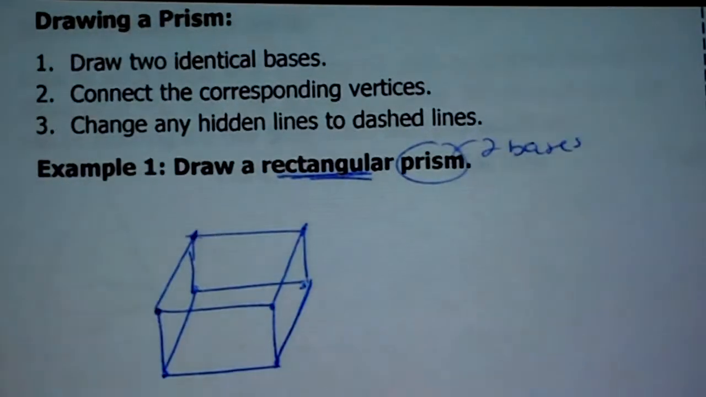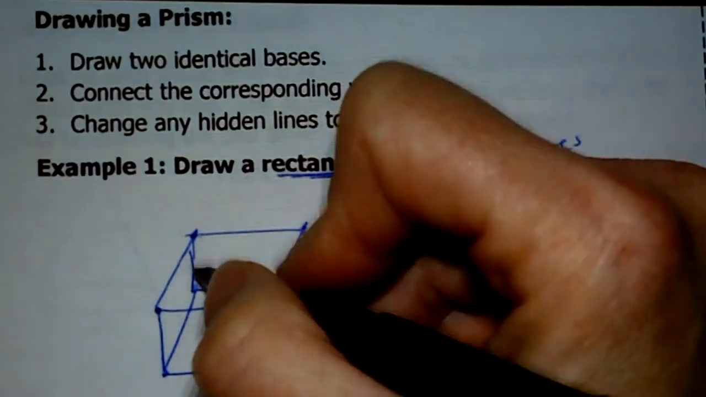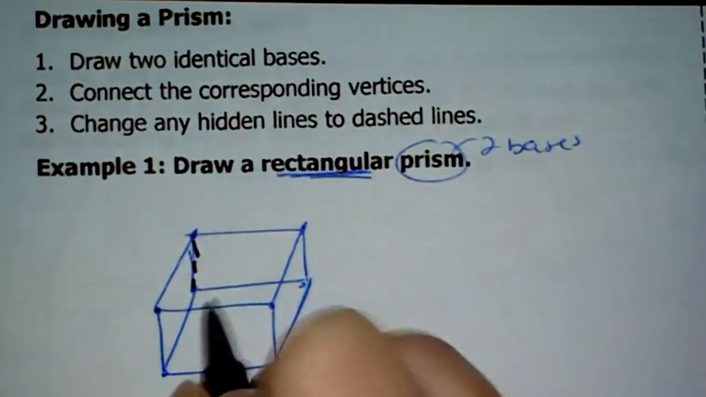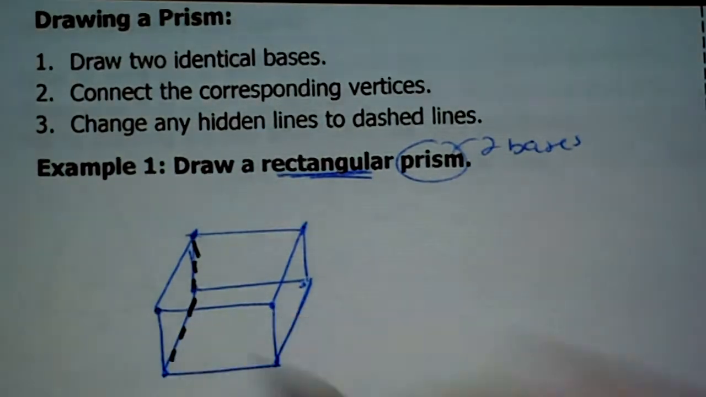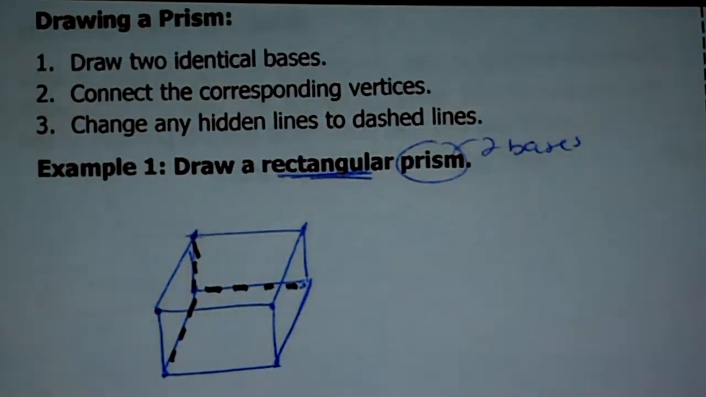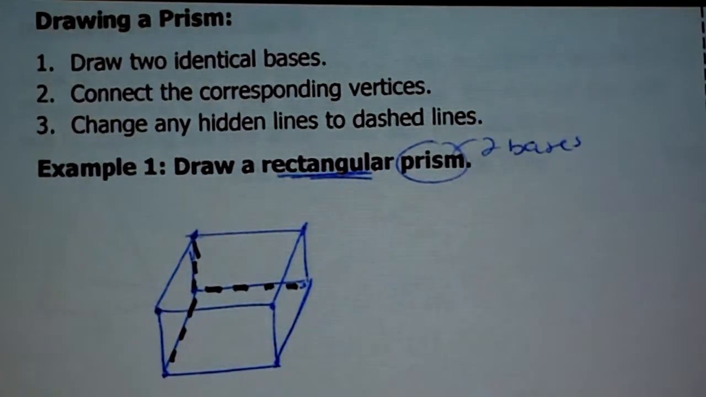So if this box were sitting in front of you and you're looking at it from here, you wouldn't really see this line. You wouldn't see inside there, and you wouldn't see inside there. So we've got some dashed lines going on inside to represent those pieces that we wouldn't see. We would only see them if the box was see-through.